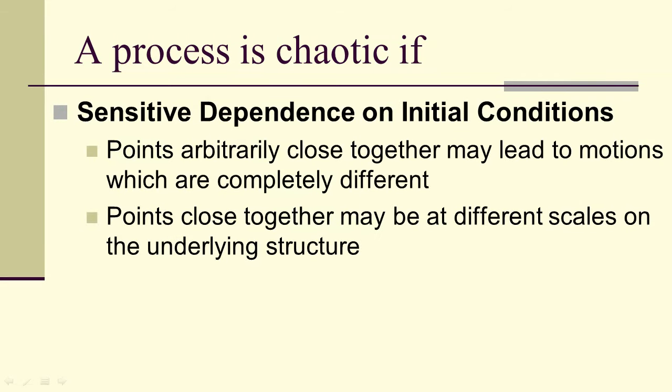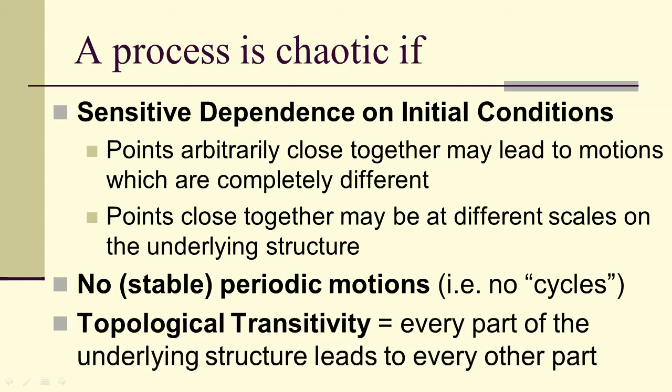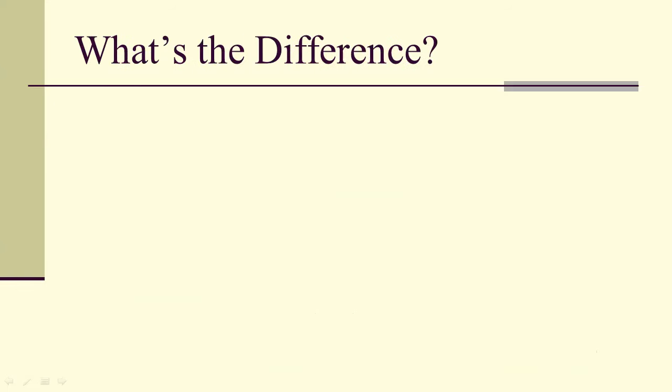Now, points close together may be at different scales on the underlying structure. This is one of the reasons you can see sensitive dependence on initial conditions. Also, we get chaotic if there are no stable periodic motions. There's no cycles. And also if we get topological transitivity. Every part of the underlying structure leads to every other part.